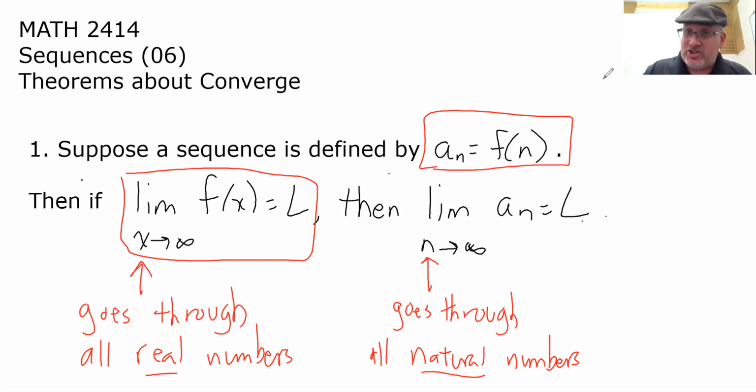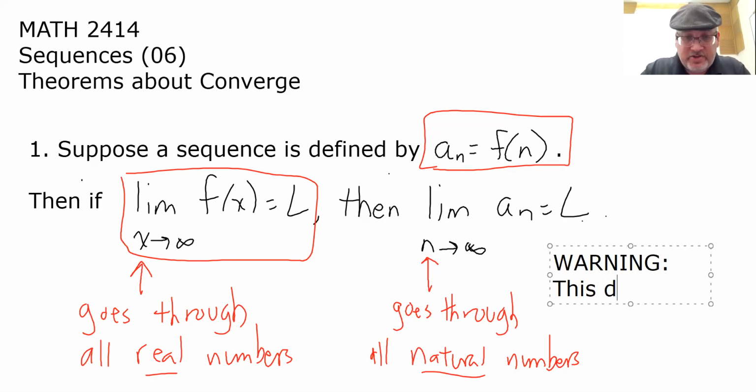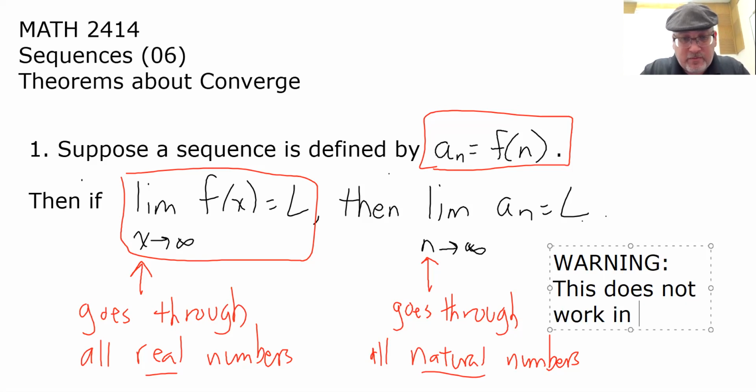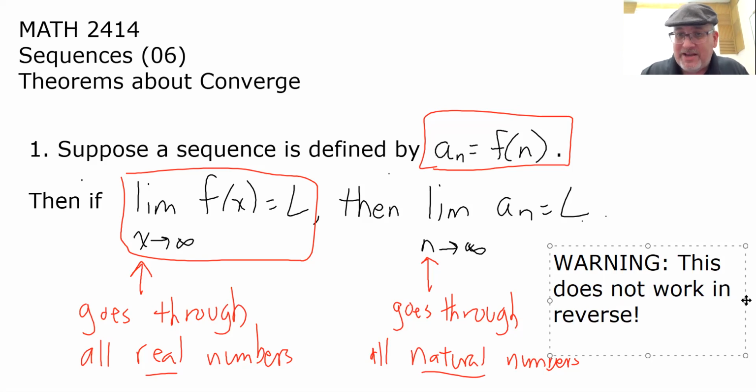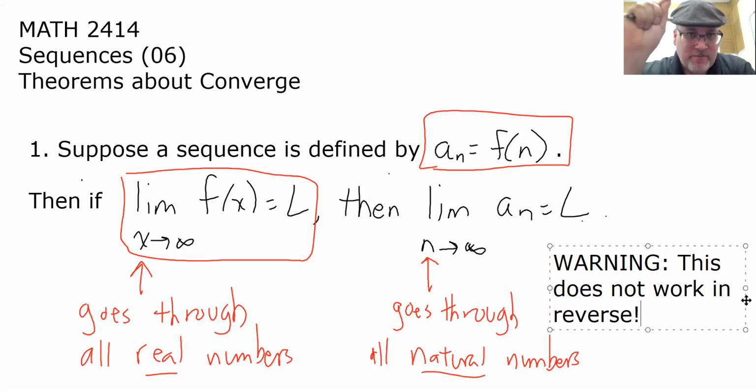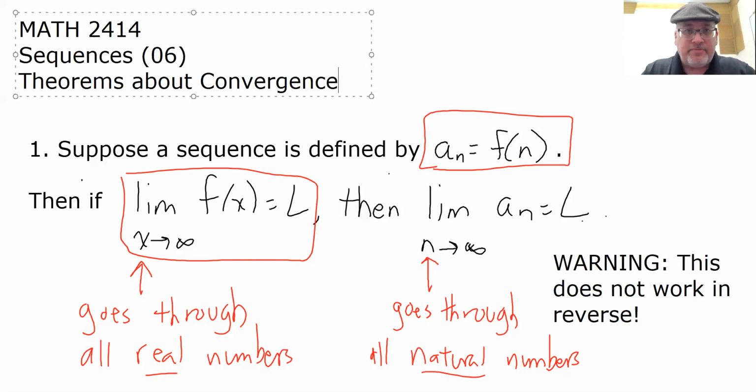Now, believe it or not, this doesn't work backwards. A warning: this does not work in reverse. And when I say it doesn't work in reverse, what I mean is if the sequence converges to something, that doesn't mean the original function from a continuous perspective converges as well, which we'll see. Now, just realize that I titled this Theorems about Converge, not Theorems about Convergence.